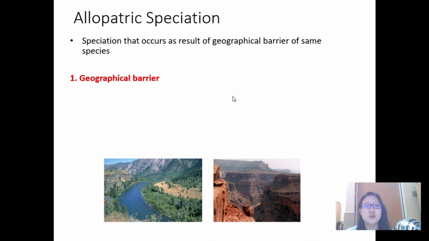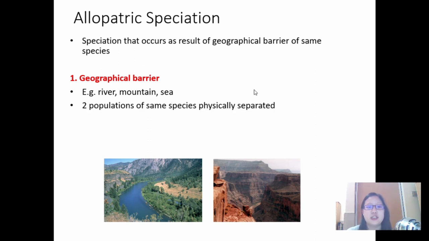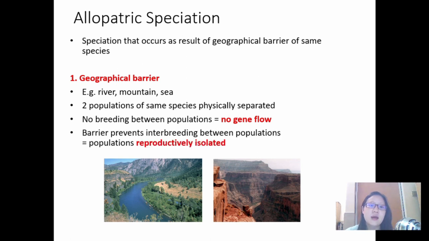This is a process, you need to remember this. Number one, there's a geographical barrier, for example, a river, a mountain or sea, separating two groups of the same species, just two populations of the same species, and they are physically separated, meaning that they cannot meet and they cannot mate, so they cannot breed, and there is no gene flow, which means the genes don't mix or pass down to one another. The barrier prevents interbreeding between two populations, so we consider the populations to be reproductively isolated.